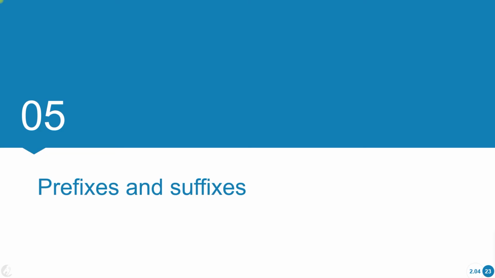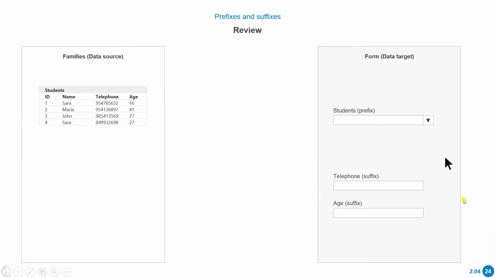In this block, we are going to learn about prefixes and suffixes. Firstly, we are going to go over what prefixes and suffixes are for. As you know, they are used to obtain data from families. The objective is to let a user select data in a form, and that, depending on the data selected, some related data appear from the source in the destination.